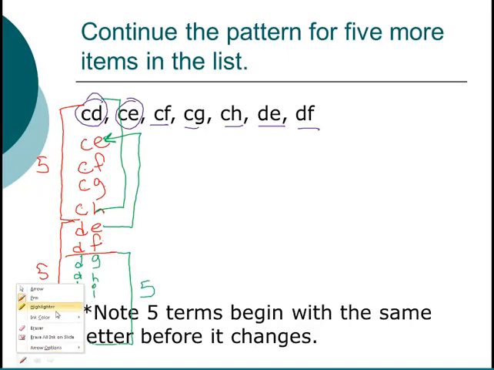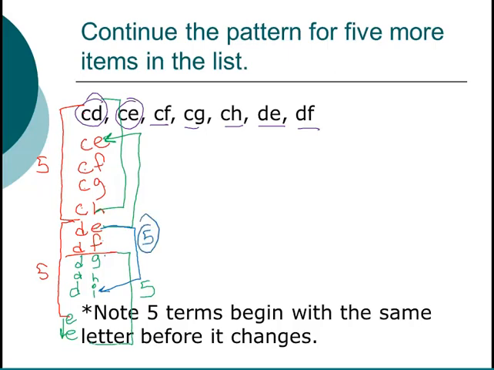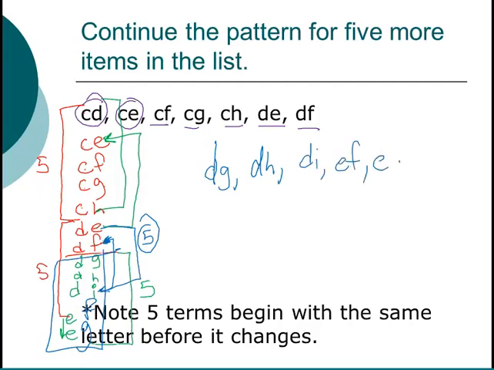Let me get a different color here. I'm drawing all over this thing. But going from E down to I is 5 terms. So at I, we have to bounce back up to the second from the start, which is F. So after I goes F and then G. I know I'm writing over my words here, but our pattern goes DG, DH, DI, EF, and EG. Those will be the next 5 items in the list.